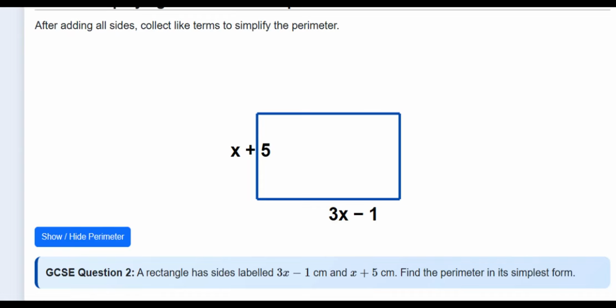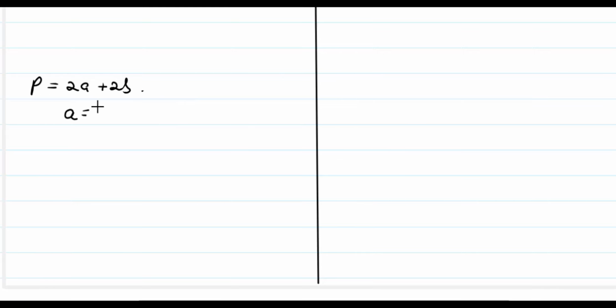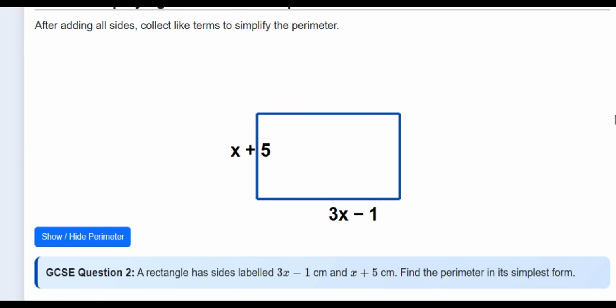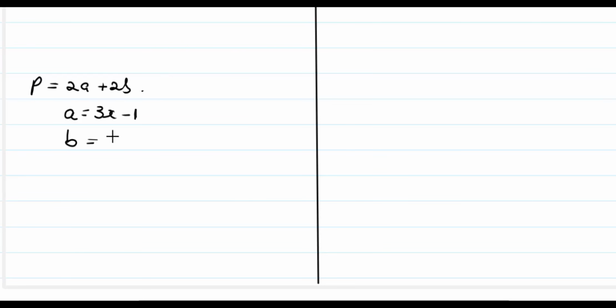So I can start with the perimeter of a rectangle is given by 2A plus 2B, like that. But we already know here A is 3x minus 1, and then B is x plus 5. And I have the formula. We are taught to do it with the simplest form possible.